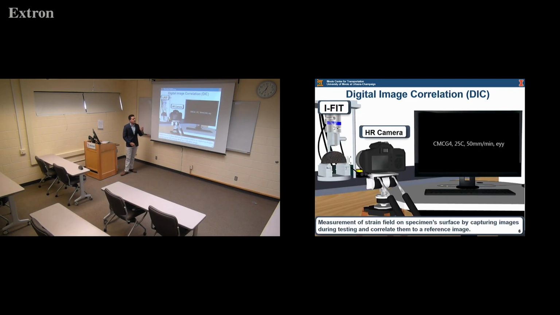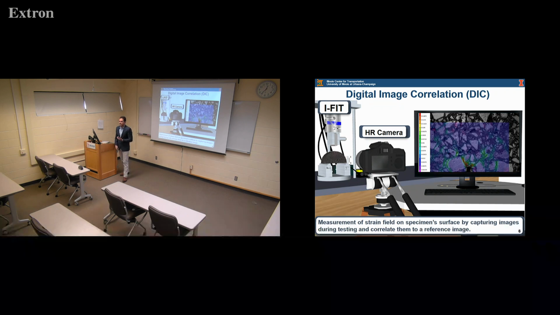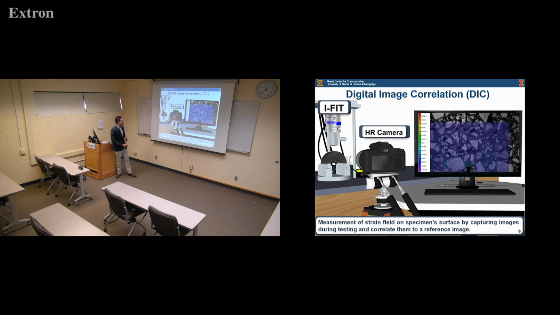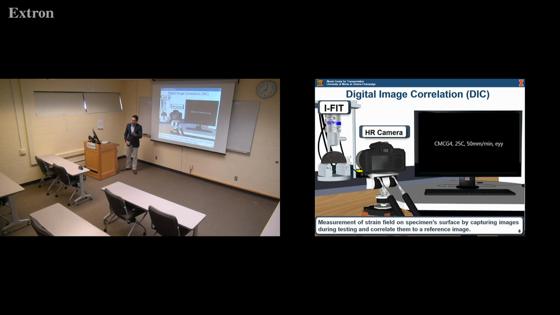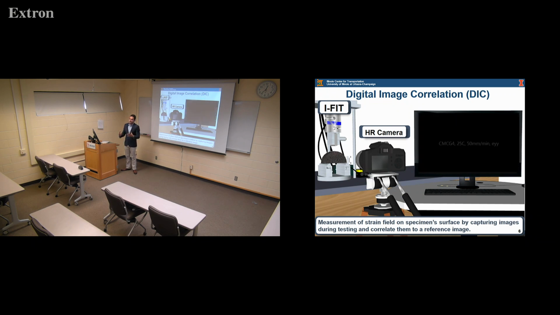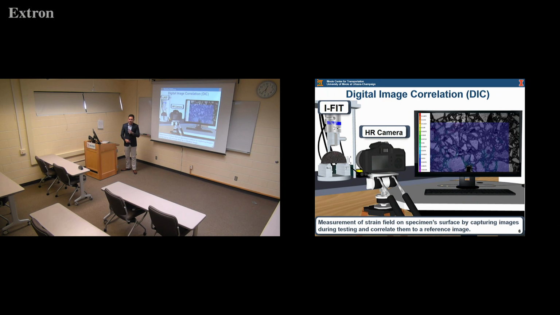In this study, we use digital image correlation, that is an image technique, to detect where this cracking is occurring. Digital image correlation typically just consists of a high resolution camera that is taking pictures of the specimen during the test. The pictures are taken when I'm failing the IFIT specimen, when I'm performing the test, and we take one image before the test.